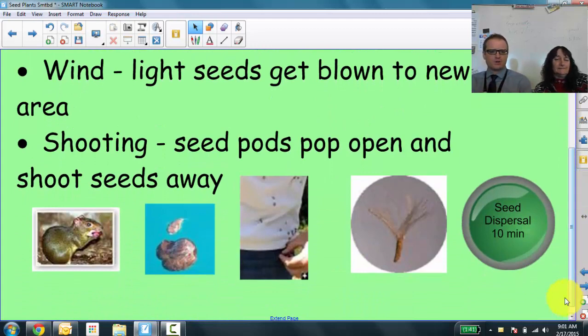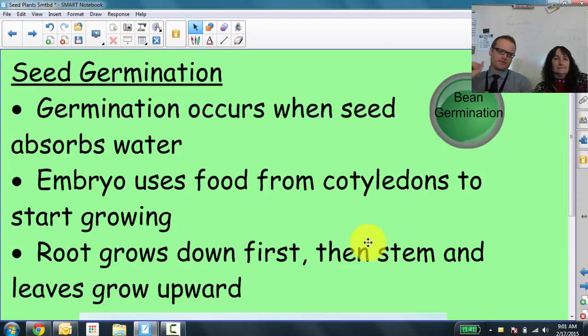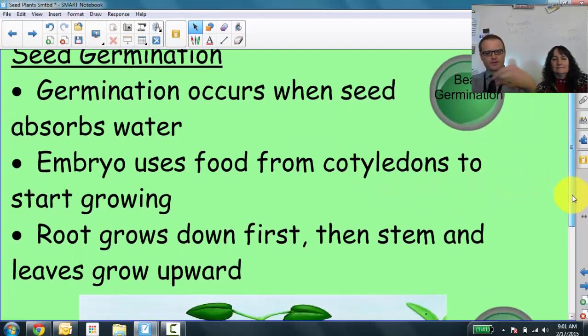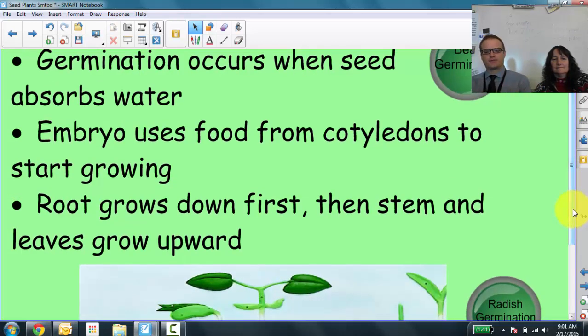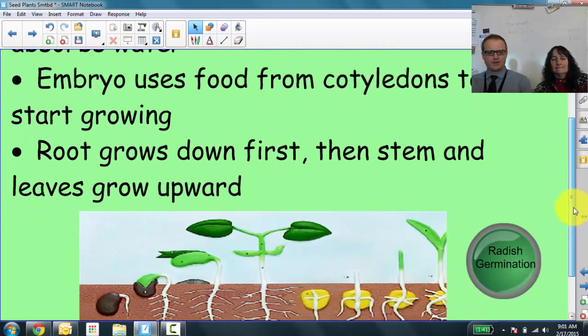Right. So what happens here, that seed's been dispersed, it finds the right spot, and certain hormones start to kick in and say, okay, now it's time to germinate. So germination occurs when that seed will absorb water that's around it, and that embryo is going to use the food from the cotyledon to start growing. So kind of that initial process of getting the seed to start growing. And so that root's going to grow down first, and then the stem's going to grow up afterwards to start collecting light for photosynthesis.